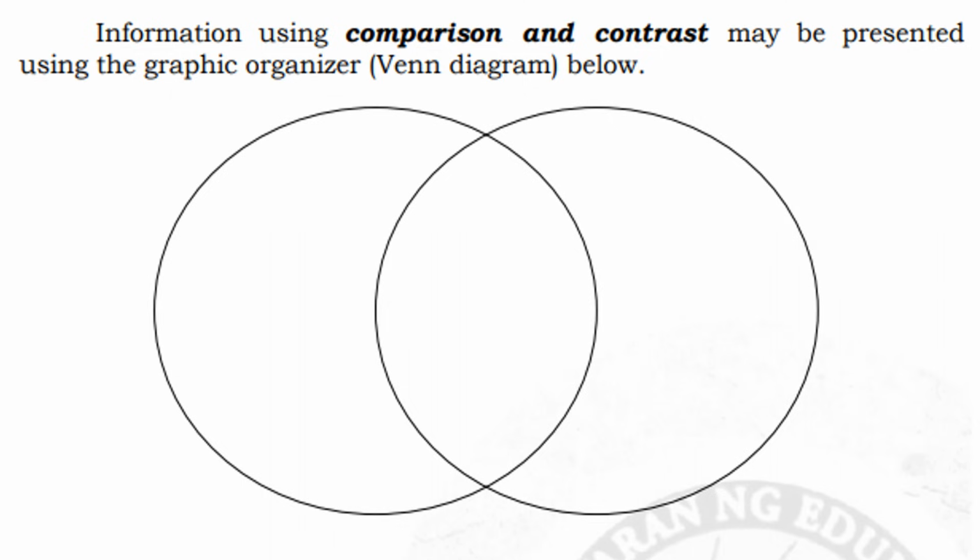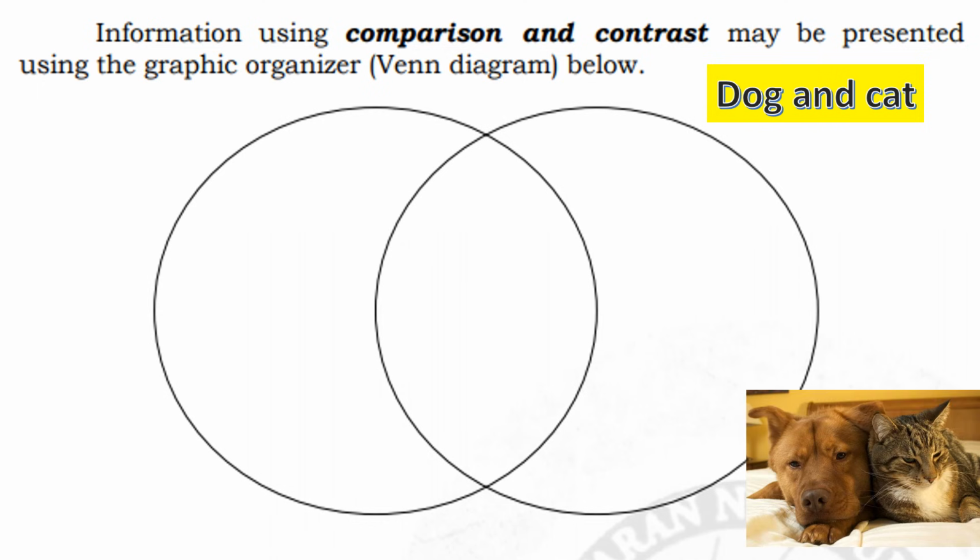Information using comparison and contrast may be presented using the graphic organizer. In this example, we have the Venn diagram. So we are going to compare and contrast the dog and the cat. We have a picture of the dog and the cat. At the center, we are going to put those characteristics that are the same with each other. Let's start with the four-legged animals.